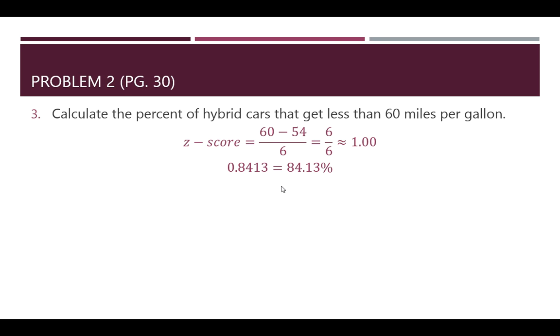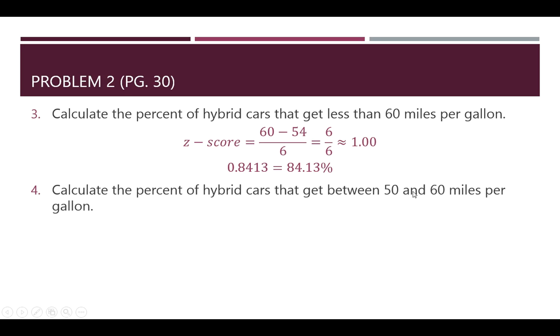One more challenge. You found 50 miles per gallon. You found 60 miles per gallon. What if I asked you to calculate the percent of hybrid cars that are getting between 50 and 60 miles per gallon? Go ahead, hit pause, give it some thought, try it out, and then hit play when you're ready to check your work.